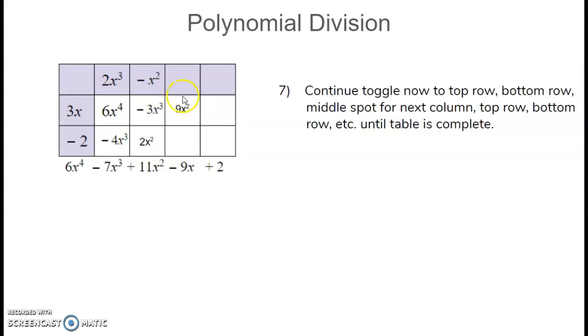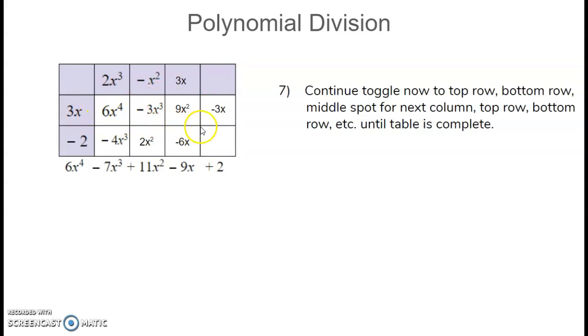Now I need to figure out the top again, so I'm just going to keep toggling back and forth. So something times 3x is 9x squared. That should be 3x up here. So 3x times 3x is 9x squared. Then I take the top times the negative 2. So 3x times negative 2 is negative 6x. We were looking for negative 9x. So this should be negative 3x over here.